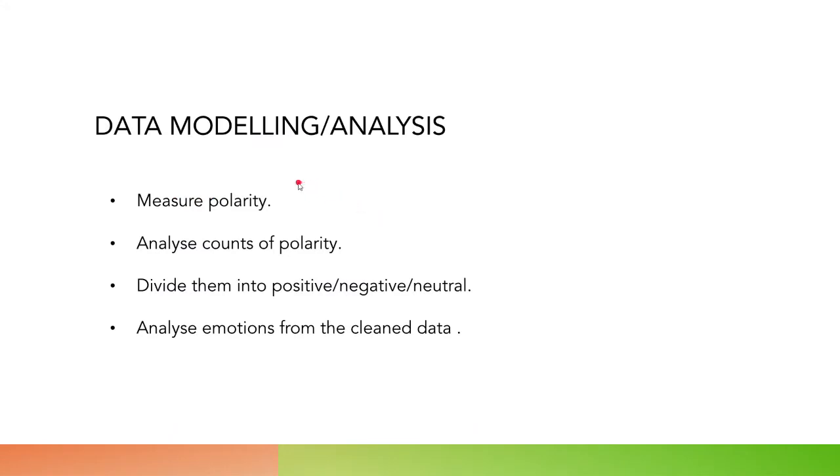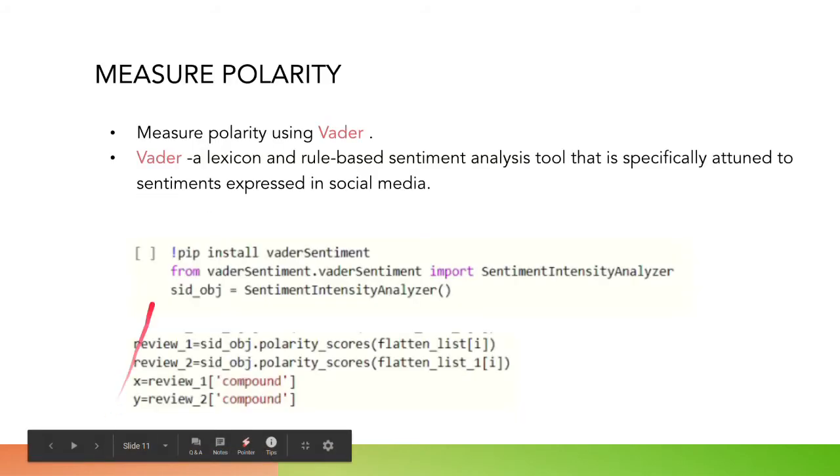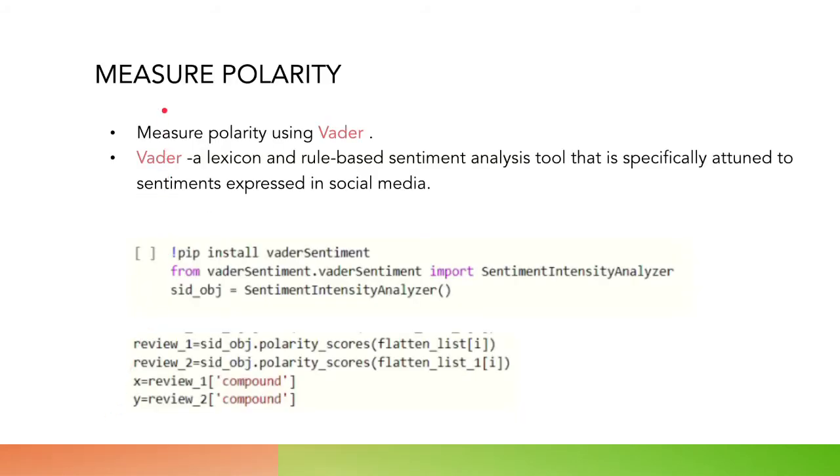So the next step after data cleaning is the data modeling or analysis. So this process consists of four steps. The first step is measuring the polarity of the tweets. So this is achieved by using the Vader library of Python.